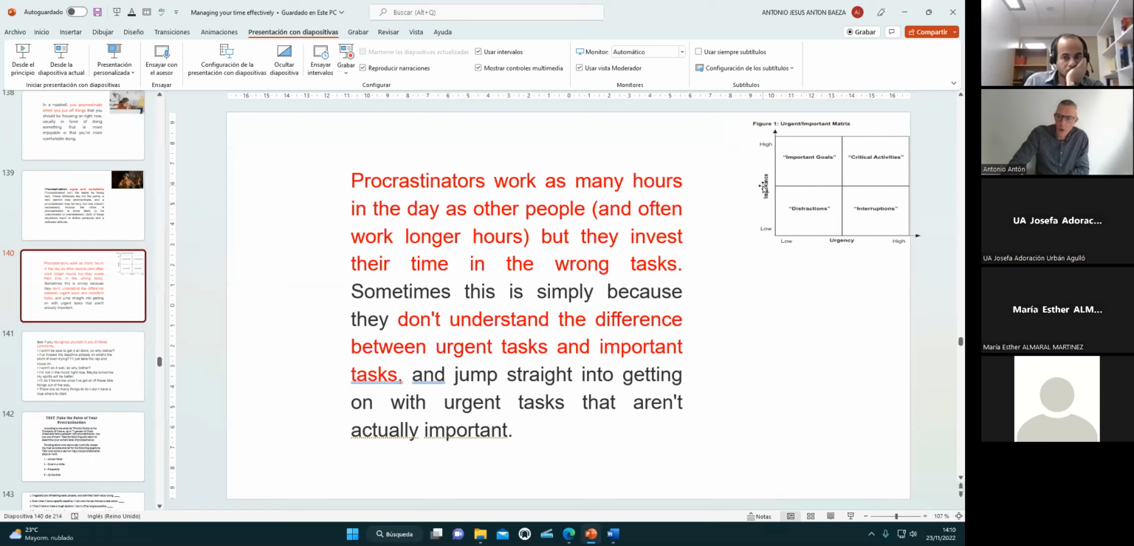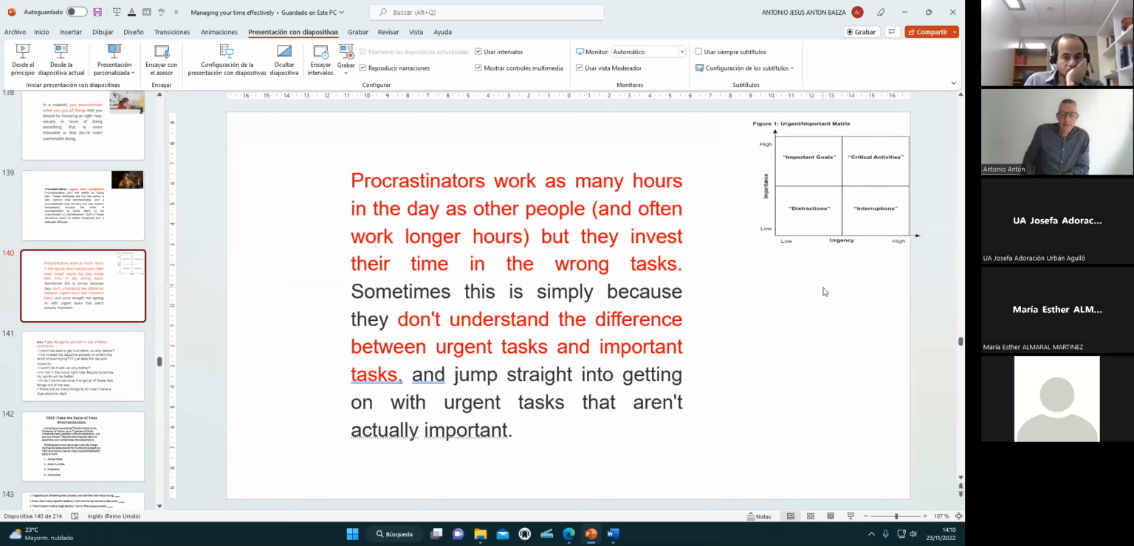For instance, low importance, distractions, perhaps interruptions as well, but they never focus on important goals. They never focus on critical activities. They focus on either distractions or interruptions.